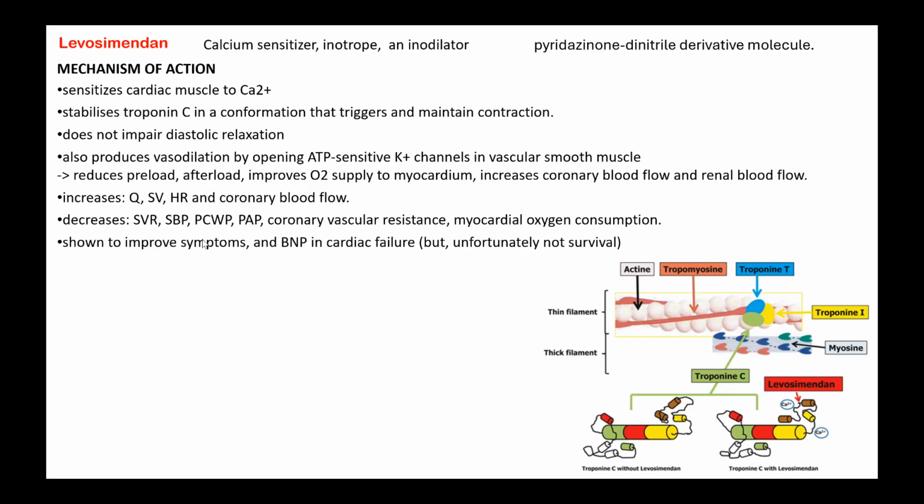patient symptoms like breathlessness and pulmonary edema, all these things come down. There is a reduction in BNP, which is a marker of cardiac failure, brain natriuretic peptide, and also total survival is not very great with this. That is why this drug is not very commonly used, and it can be used with beta blockers.